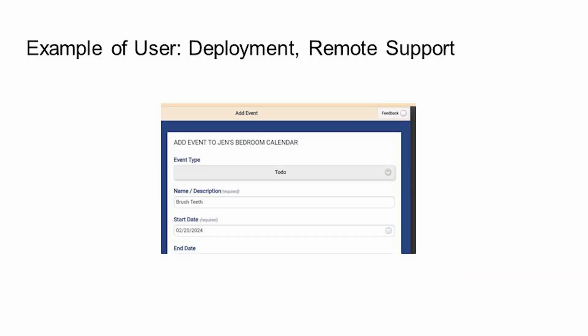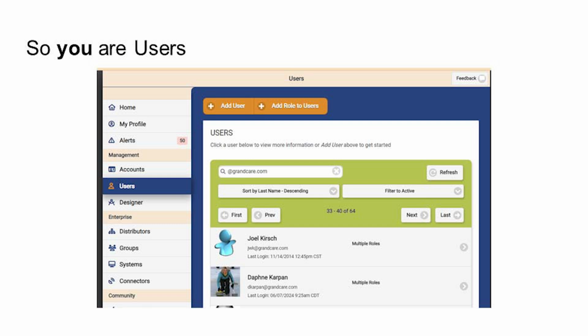Examples of users include deployment support, for instance, in the case of programming or preparing touchscreens by customizing them or personalizing them. That activity would happen in the portal, and therefore a deployment support staff person would need access to the portal, would need to be a user. And similarly, for remote support, somebody providing remote support would need access to the portal and therefore be an example of a user of the portal. And therefore, in this training, you are users.